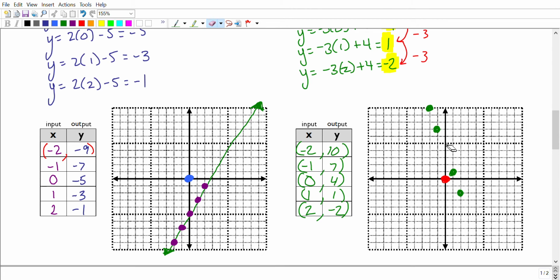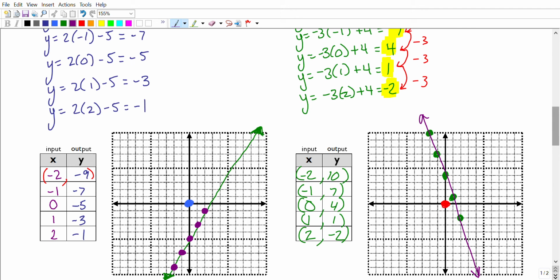I'm just going to go ahead and plot my point once again. Should be right here. And our final step was to go ahead and draw a straight line through all of our points with arrows as end points, okay? All right, so we have our graph.